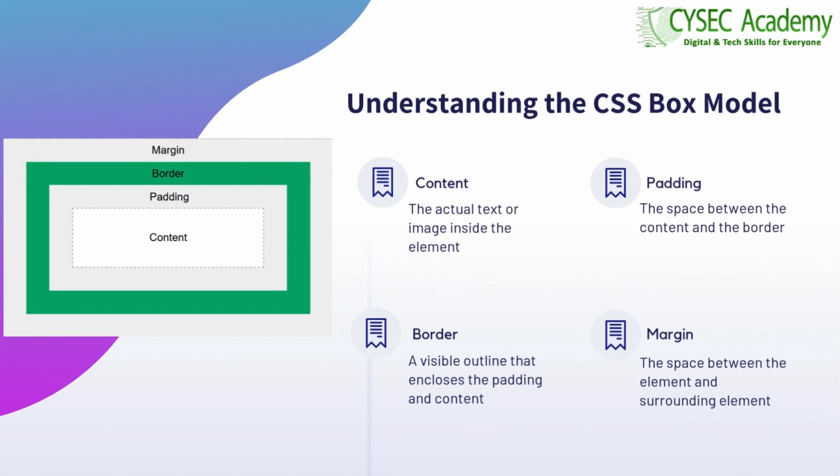Understanding the CSS box model. Every element on a web page is treated as a rectangular box, and understanding how these boxes interact is key to controlling layout. The CSS box model consists of 4 parts.